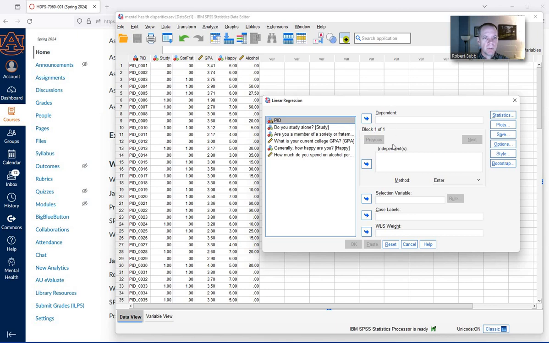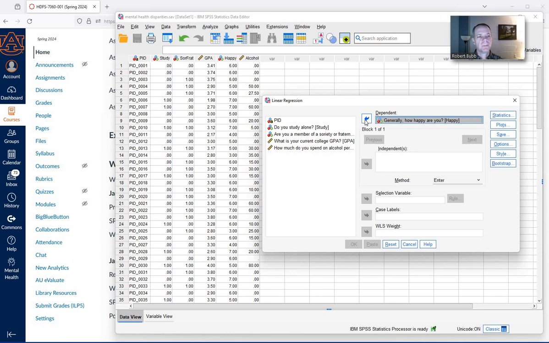All right, so our dependent variable is our outcome variable. So we want that to be our happiness variable. We'll drop that in there. We do have a couple of independent or predictor variables. We want to know if they are studying alone, how that might impact their happiness, and then also how much they spend on alcohol per week as an indicator of maybe sociability or maybe an indicator of drinking, how much they drink, right? So if you're spending money on alcohol, you're probably drinking that alcohol.